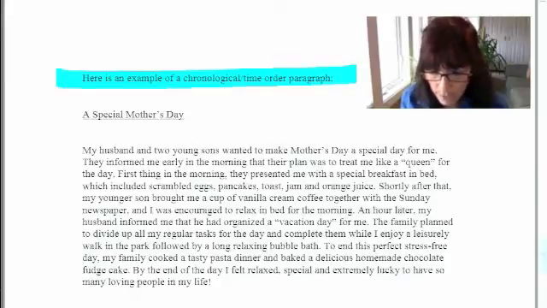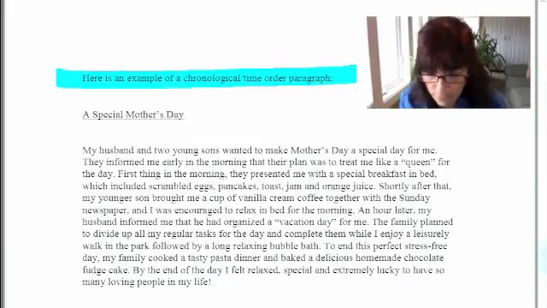An hour later, my husband informed me that he had organized a vacation day for me. The family planned to divide up all my regular tasks for the day and complete them while I enjoy a leisurely walk in the park, followed by a long, relaxing bubble bath.